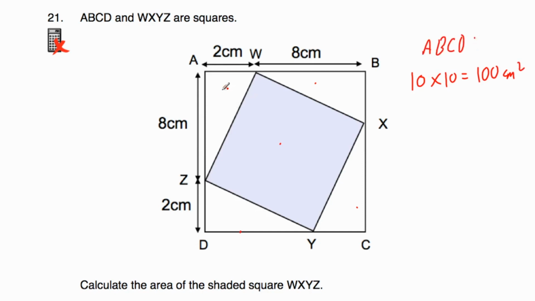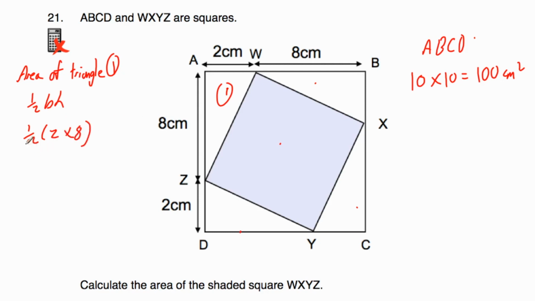Now we want to find the area of the triangles. So let's focus on triangle 1 to begin with. That is a right angle triangle, because it's a square, it's a right angle. If we look at it the other way around, we've got a base of 2 centimeters and a height of 8 centimeters. So the area of triangle 1 is equal to half the base times the height. So it's half of the base, which is 2, times the height, which is 8. 2 times 8 is 16, and half of 16 is equal to 8 centimeters squared. So the area of this triangle is 8 centimeters squared.